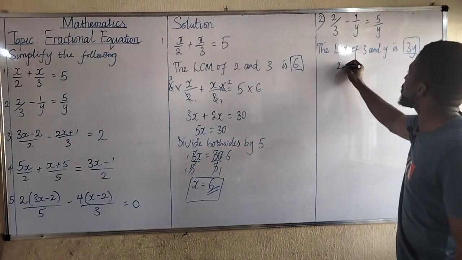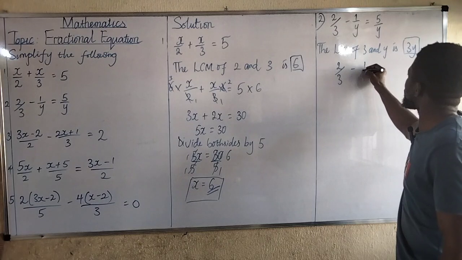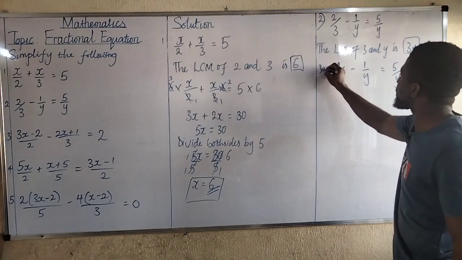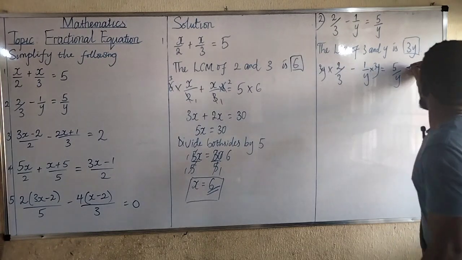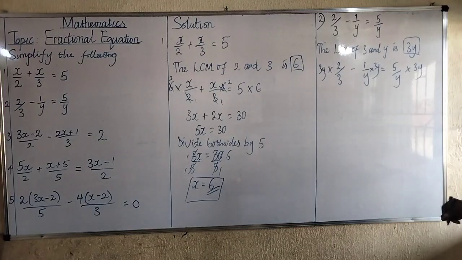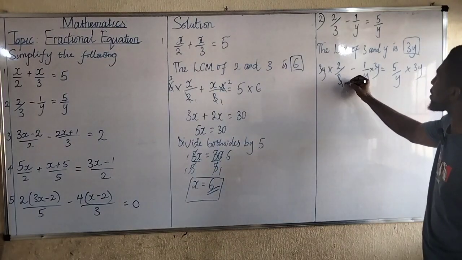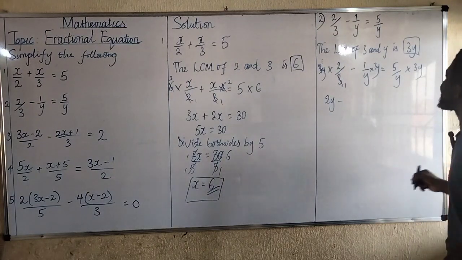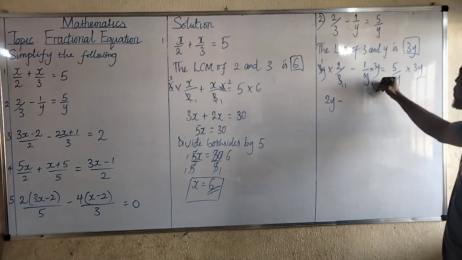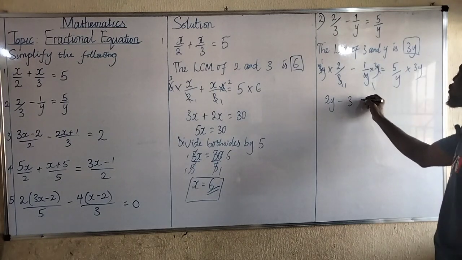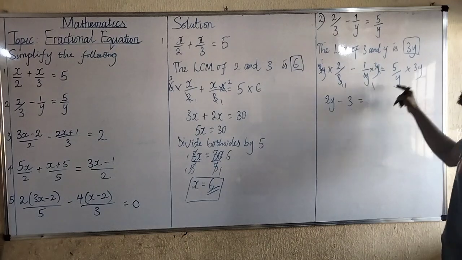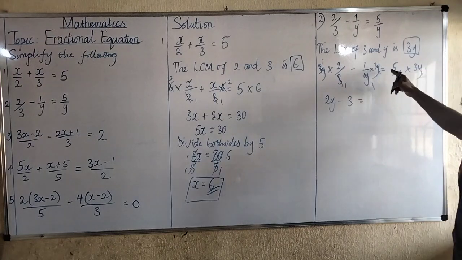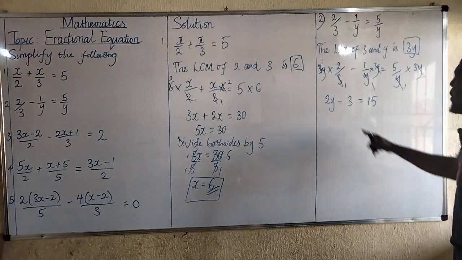So we have 2 over 3 minus 1 over y equal to 5 over y. Multiply here by 3y, here by 3y, and here by 3y. When you do this, you will notice that 3 cancels 3, leaving y times 2, which gives 2y, minus. Next, y cancels y, and we have minus 3 remaining because 3 times 1 is 3. On the right, y cancels y, so 5 times 3 is 15. Now I have negative 3.